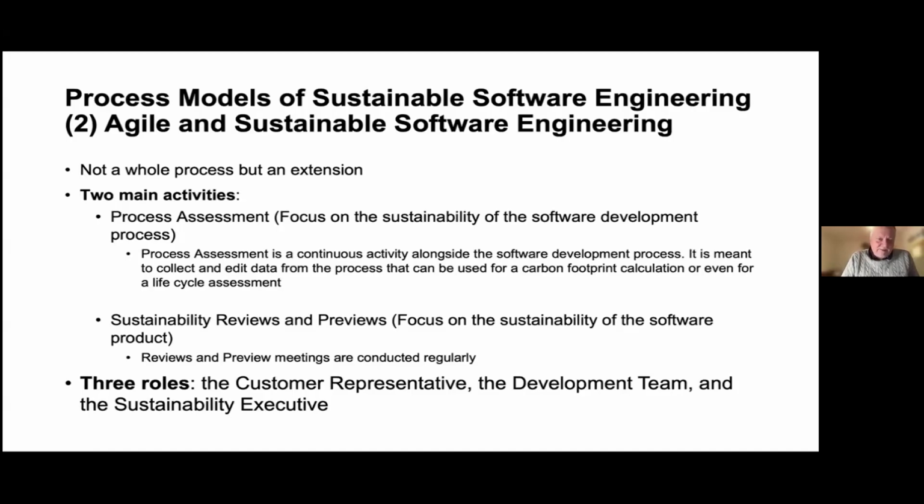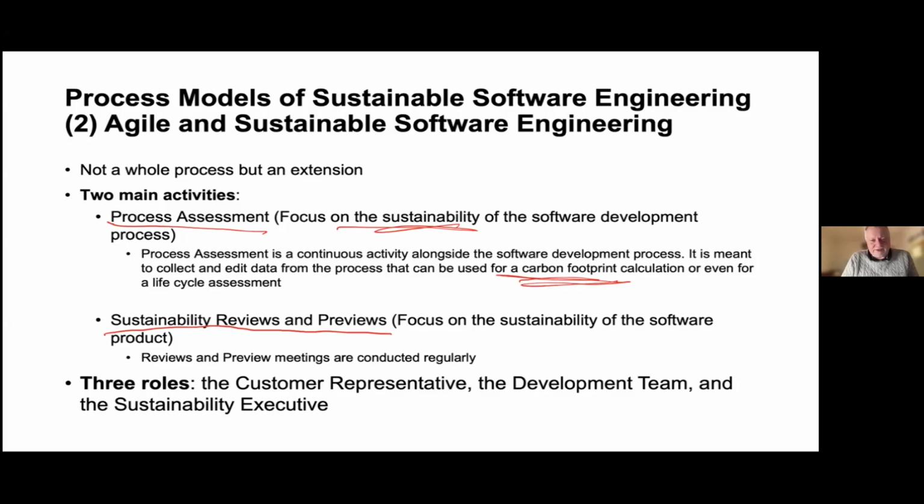Of course, there might also be some agile and sustainable software engineering approaches where we have activities like process assessment, focusing on sustainability. So we have a look at the carbon footprint used during development as well. We may add sustainability reviews and previews in this part, not only functionality, which is usually done in agile processes, but also add sustainability as one of the factors.